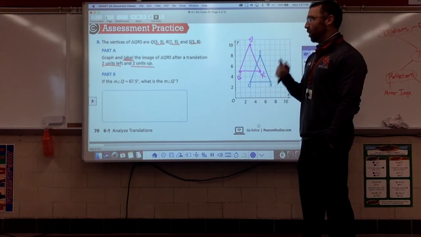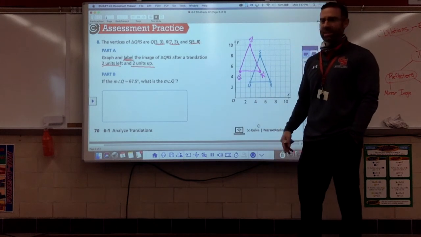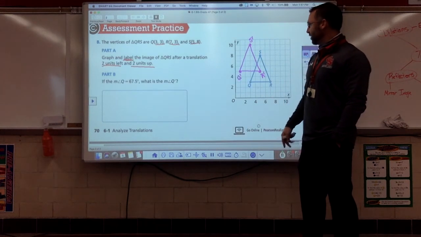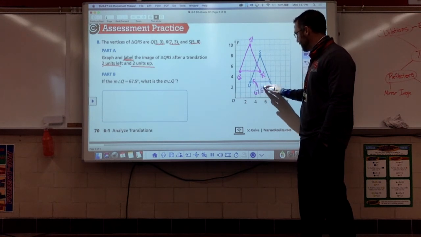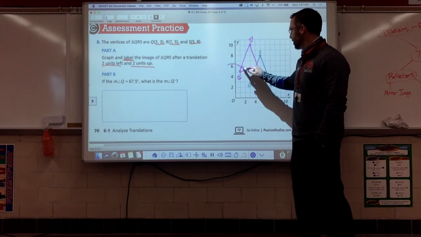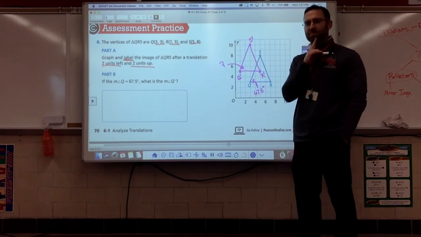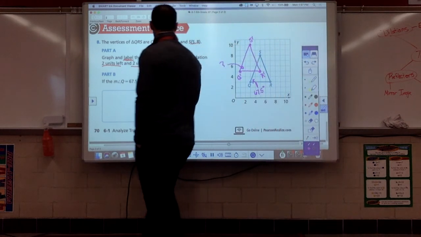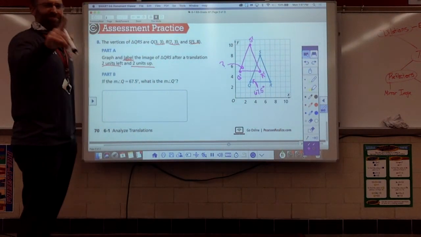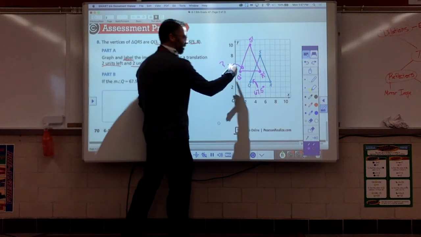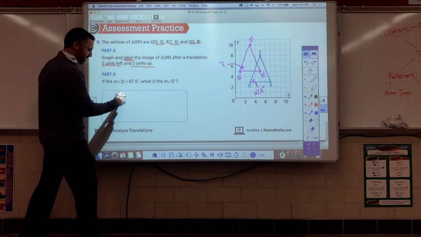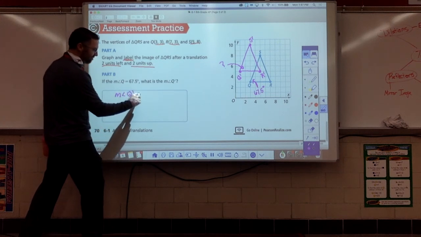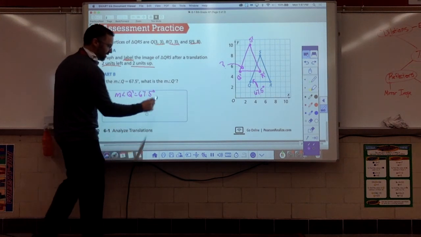Next one. Oh, they got to hit me up with this question. Whoa, I hate angle questions. If the measure of angle Q, so this angle right here, is 67.5 degrees, what's going to be the measure of this angle? It's like one of those you got to subtract from 180 or something? No. Hey, folks, if the shape's the same, the angle measurements stay the same. So guess what? The measure of the image of Q is 67.5 degrees.